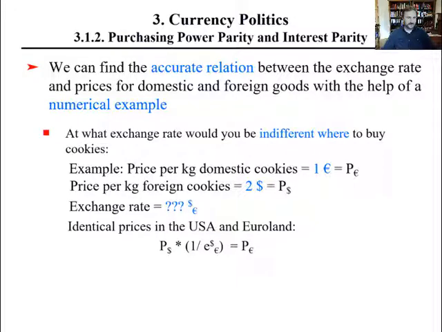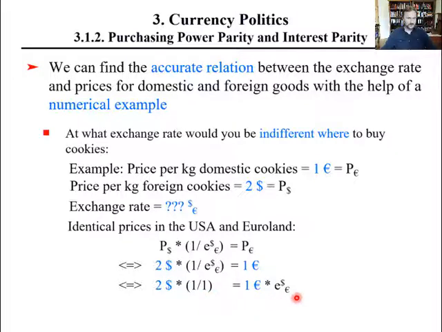Now we can fill in the numbers for the price of cookies in dollar and the price of cookies in euro. And then we have to solve for the unknown variable. This is one equation with one unknown variable, and in this case we can solve for the exchange rate. So we multiply both sides of the equation with the unknown variable, then it disappears on the left side and reappears on the right side.